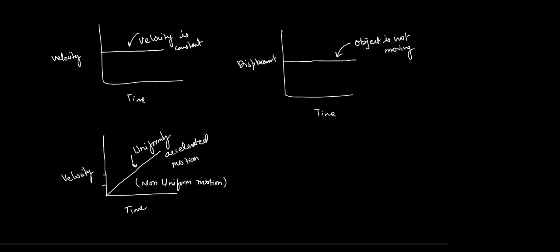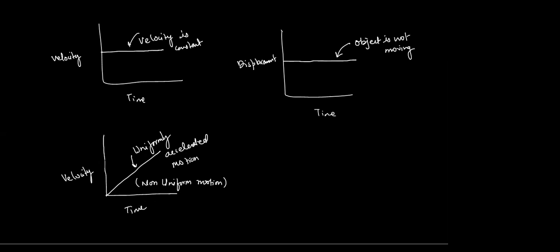is changing with time. Say the speed is 5 meters per second in the first second, then in the second second it will be 10 meters per second. In the third second, it may be 15 meters per second. Since every second the speed is changing by 5 meters per second, we can say that it is uniformly accelerated.